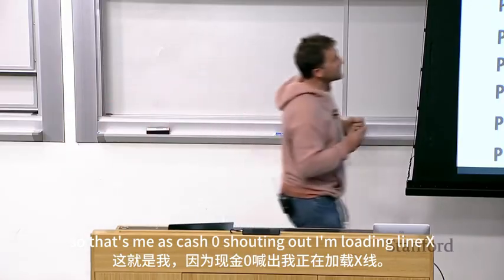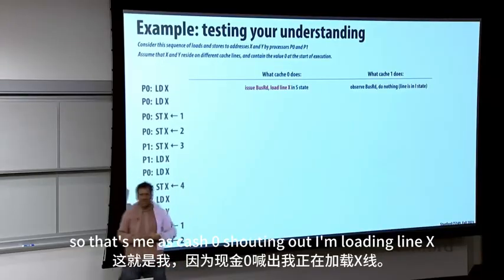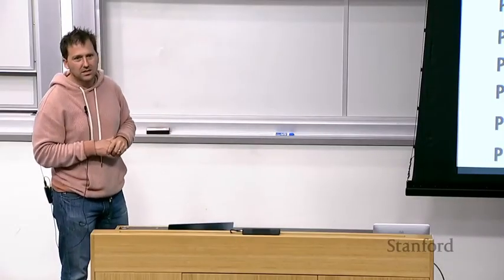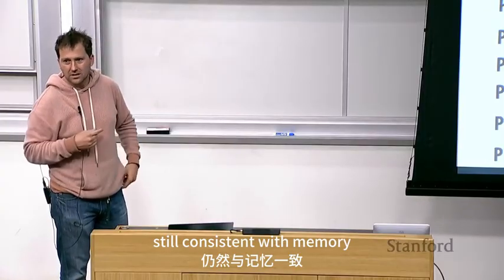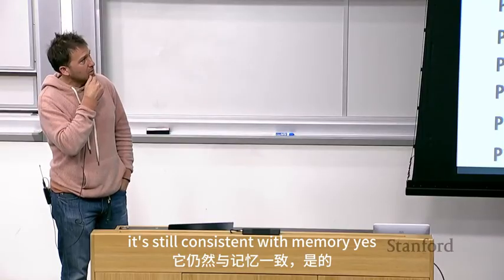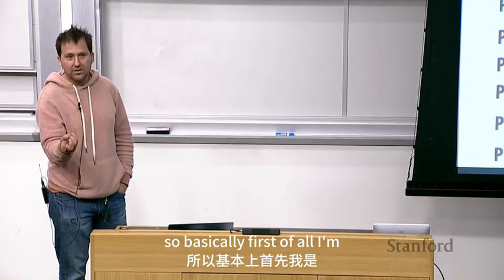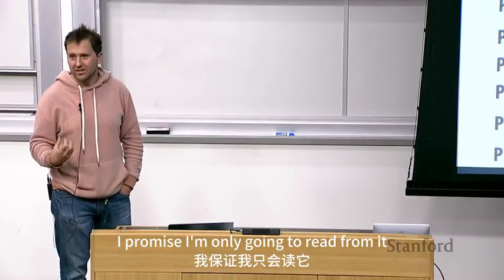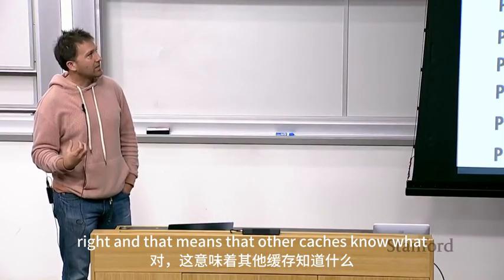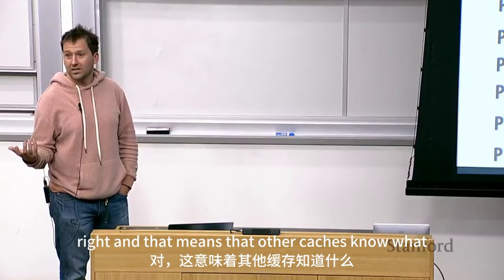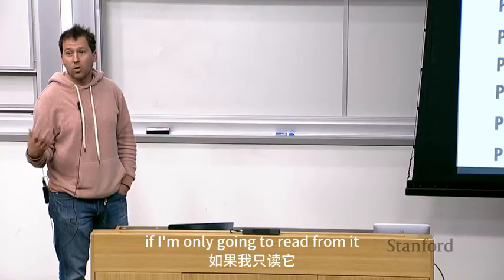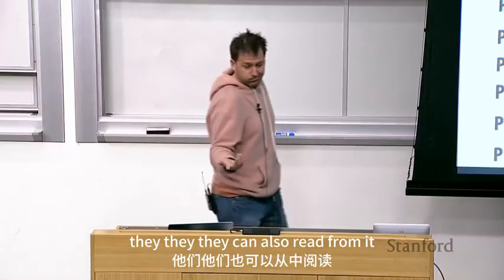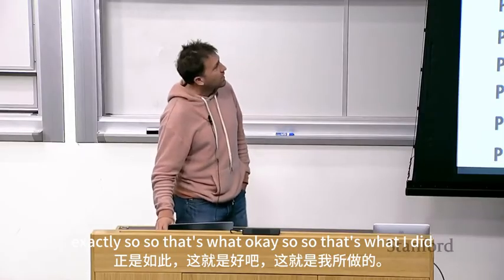So that's me as cache 0 shouting out, I'm loading line X, and now what allows me to load it into the S state? Still consistent with memory, yes. First of all, I'm loading it with permission to say I promise I'm only going to read from it, right? And that means that other caches know that if I'm only going to read from it, they can also read from it. Exactly.